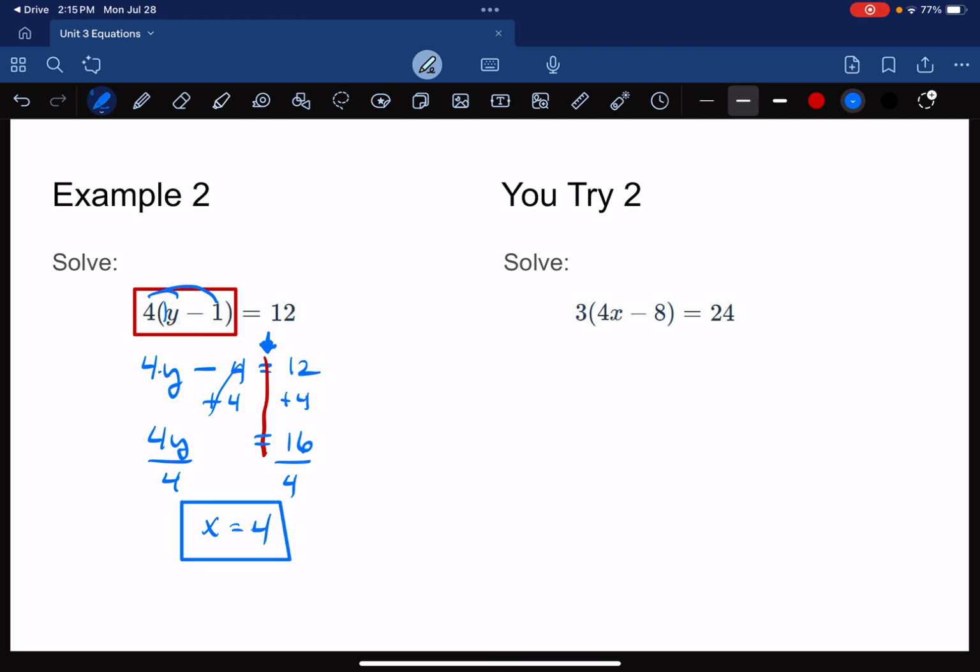So, when we say that's a solution, what we mean then is if you plug 4 back in there for y, look what happens. 4 and then 4 minus 1 equals 12. Well, 4 minus 1 is 3. And 4 times 3 is 12. And so 4 is the number that makes each of these sides equal 12. So that's what it means to be the solution. Okay? I'm going to try this next one. Shut the video off. Give it a go.